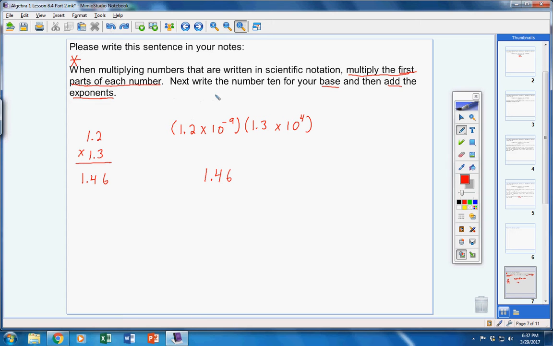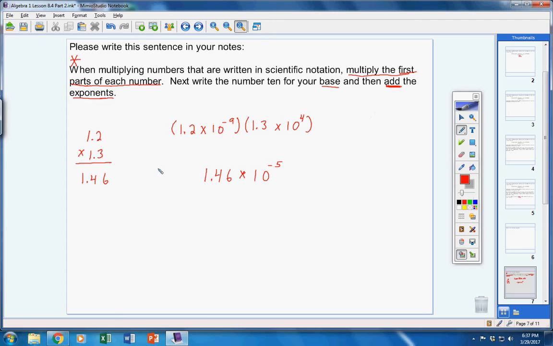What do you do next? You write the number 10 for your base. So you write the number 10, and what do you do to the exponents? You add them. Negative 9, positive 4, add them, and what do you get? Negative 5, and you're finished. Now guys, that is fast, that is easy. So when you're multiplying numbers that are written in scientific notation, multiply the first part. So you take this times this, and you put that right here, okay? Then you write the number 10 for your base, always the number 10, and then add the exponents.